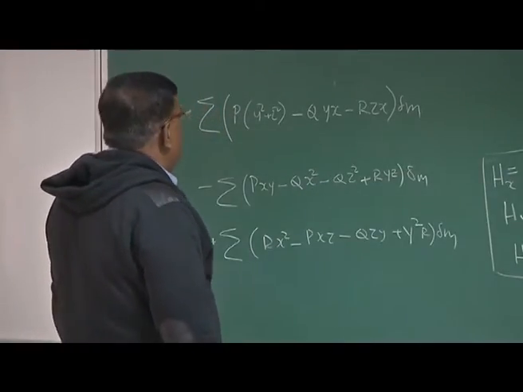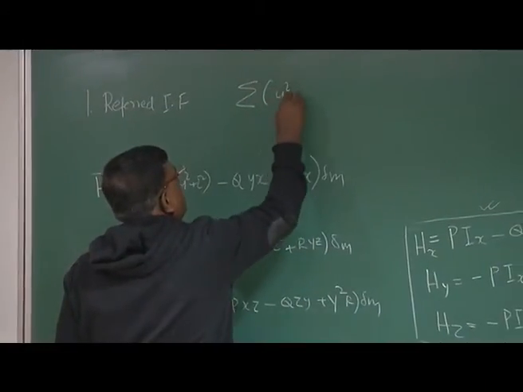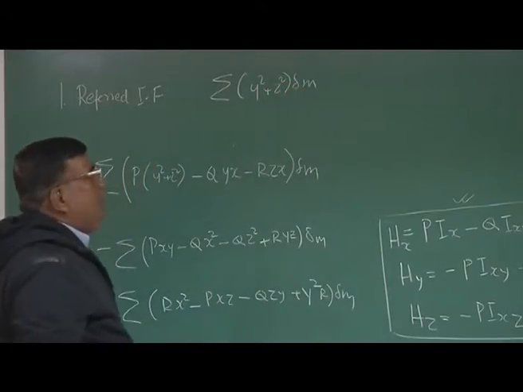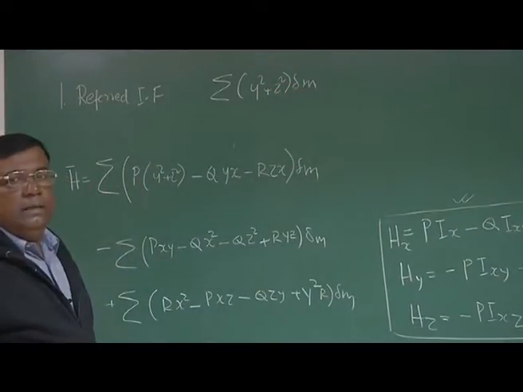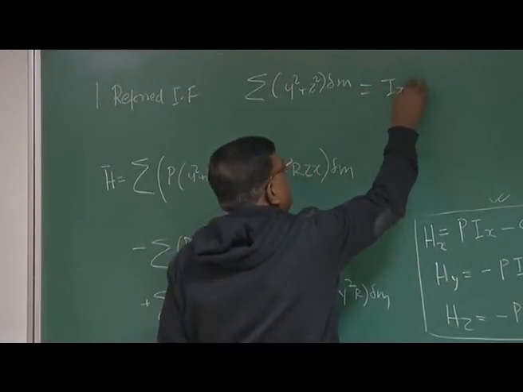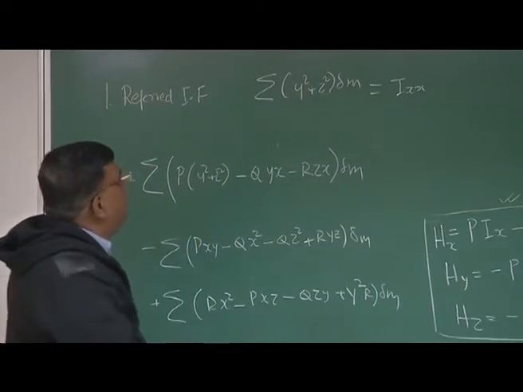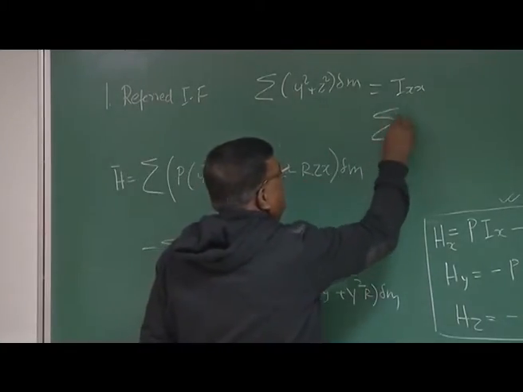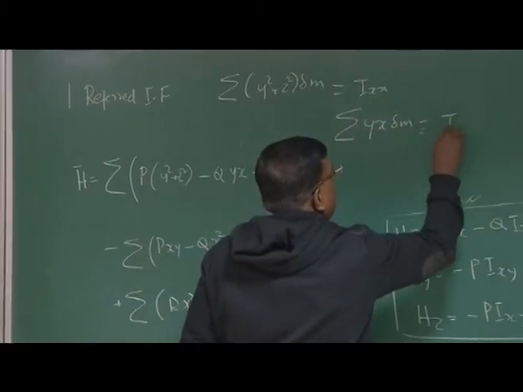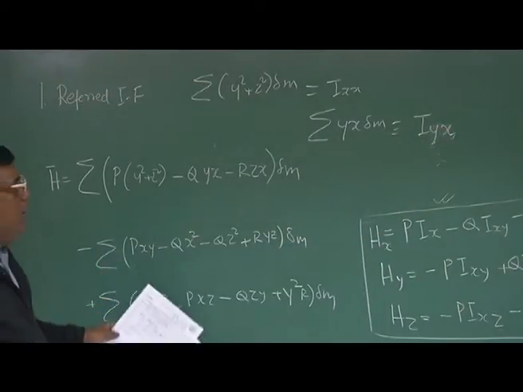But let us give an interpretation. What is summation of (y square plus z square) dm? You all know what it is. This is nothing but Ixx, right? Similarly, summation of yx dm is the cross moment of inertia Iyx. So accordingly, you can develop the rest.